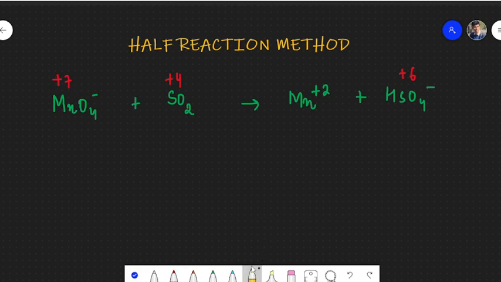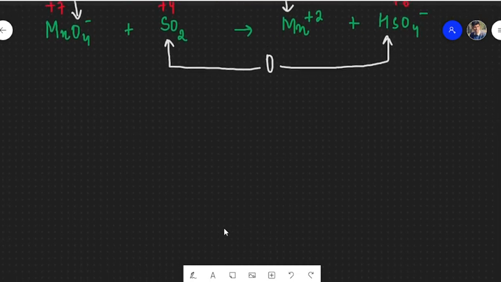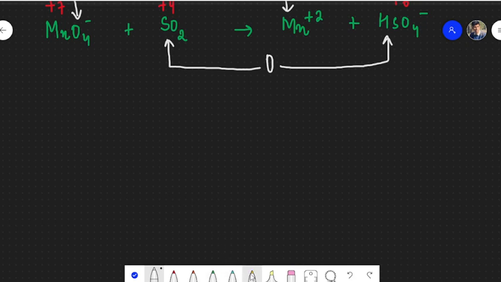Now in the next step, we have to identify which species is undergoing oxidation and which is undergoing reduction. So clearly sulfur from +4 is oxidizing and becoming +6, and on the other hand Mn is reducing, going from +7 to +2. So in this particular method we have to balance this chemical reaction individually, oxidation half alone and reduction half alone. So let's start with the oxidation half.